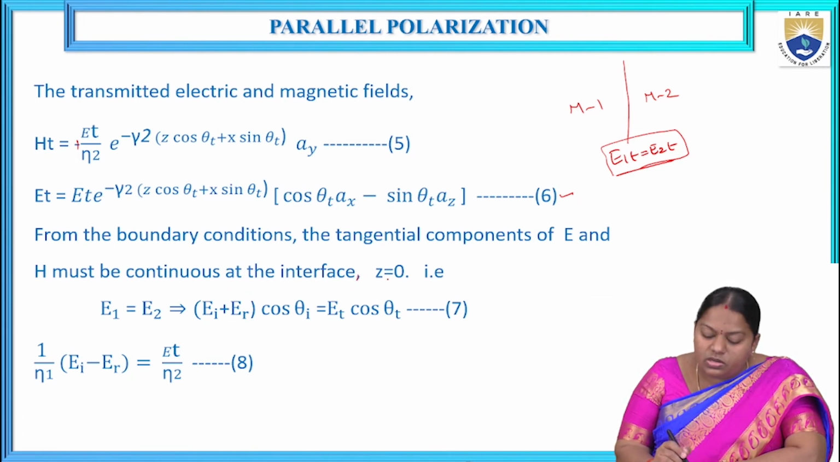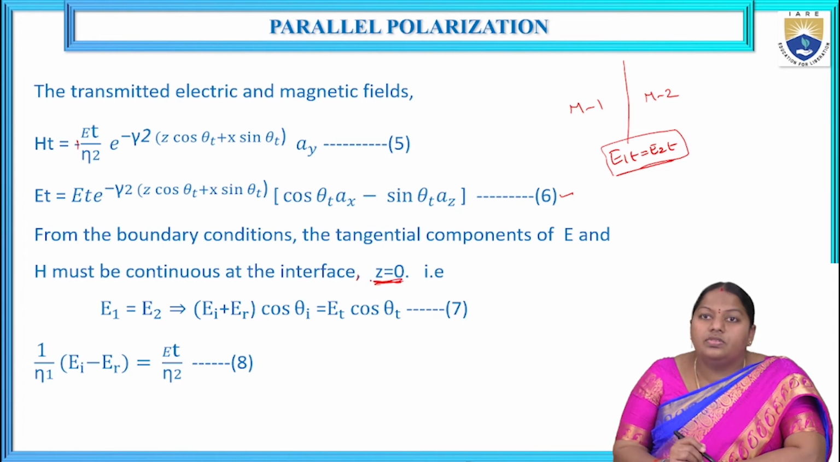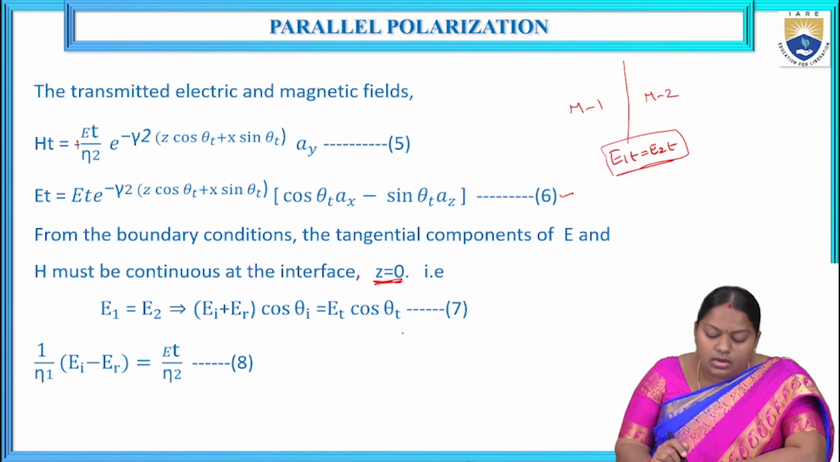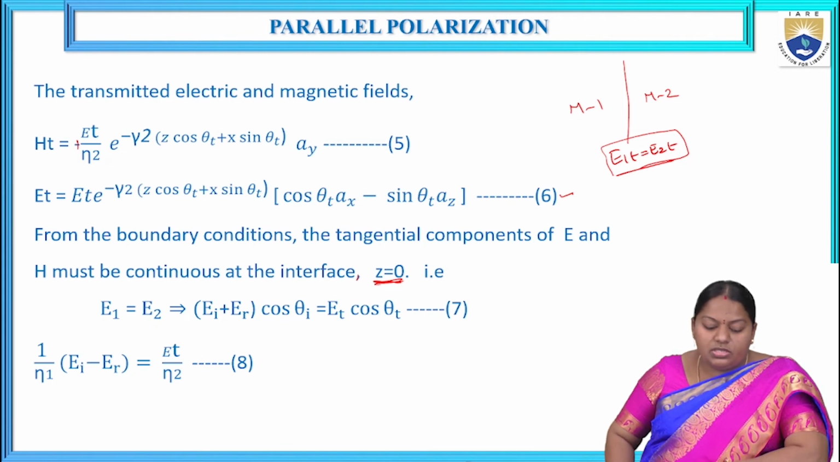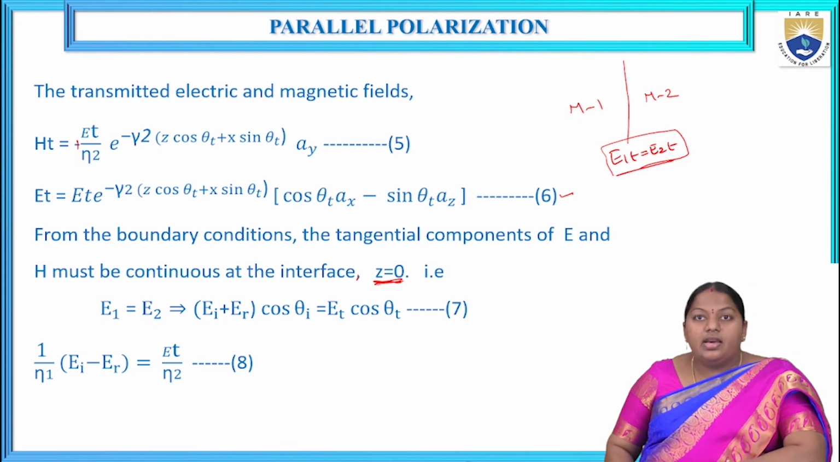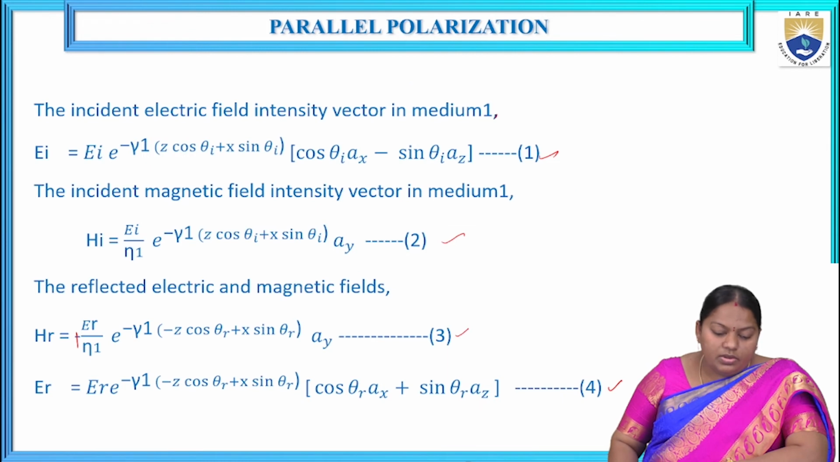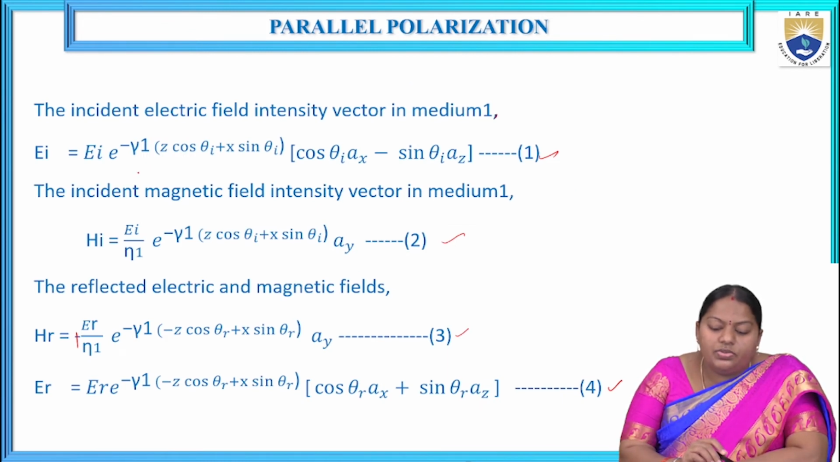Means at the interface, what is that condition? Z is equal to 0. So consider all the 6 equations. In those you just substitute Z equal to 0 in the particular equations. Now first consider E1t equal to E2t. If you substitute in the previous equations, for the EI equation, substitute Z by 0. Then EI into e power minus gamma 1, with Z equal to 0, we have only the X component, that is x sin theta I into this total thing.